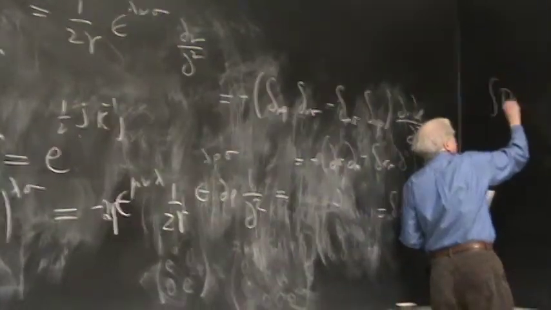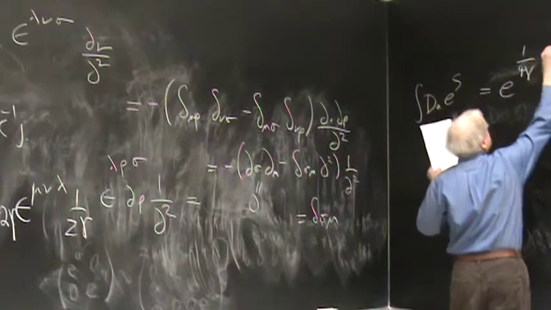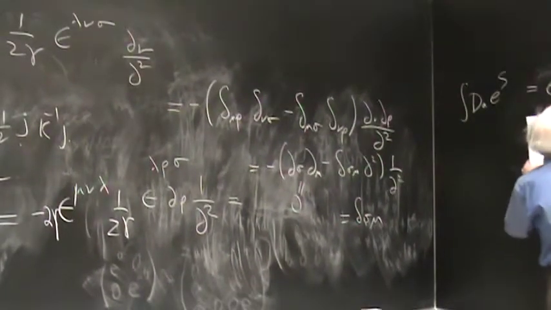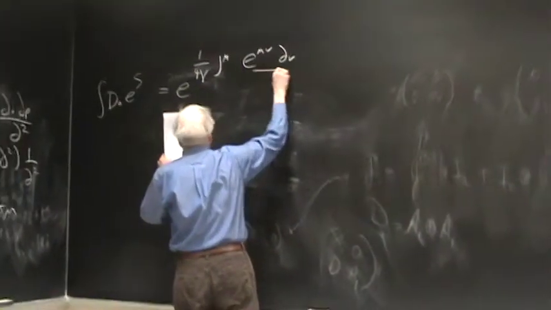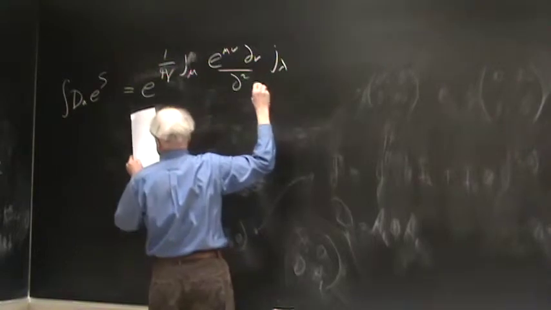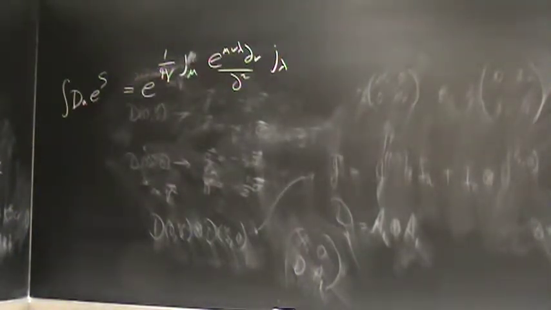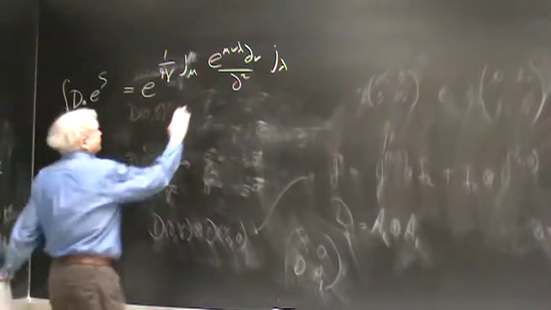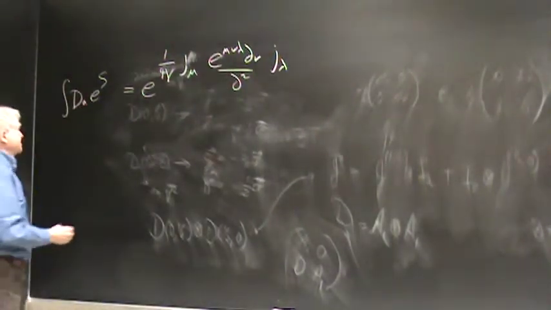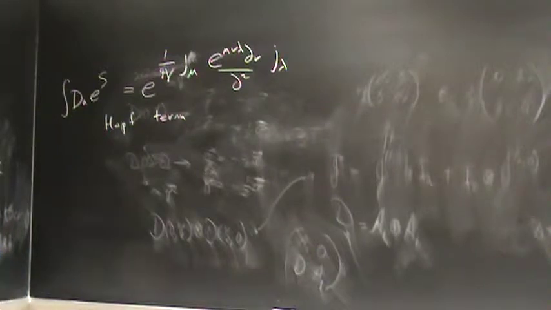If there's something more subtle going on, well. All right, so what is this path integral then, e to the S? It's going to be e to the 1 over 4 gamma J mu K inverse epsilon mu nu d nu over d squared J. Then when you integrate out the Chern-Simons field, assuming that this is the K inverse, this thing is called the Hopf term. And why? I don't know.